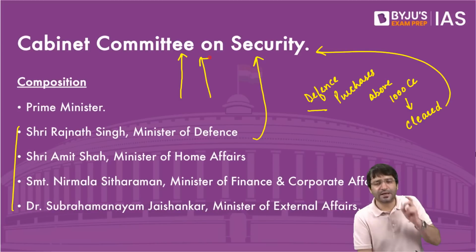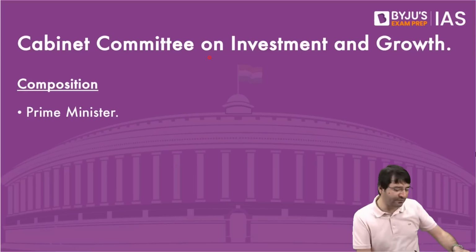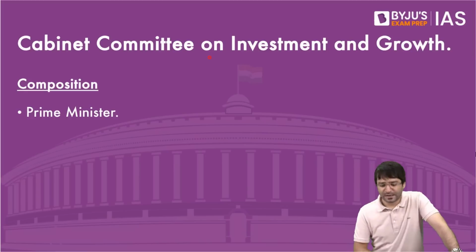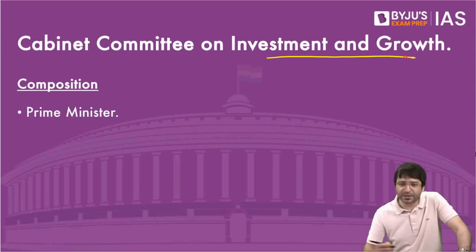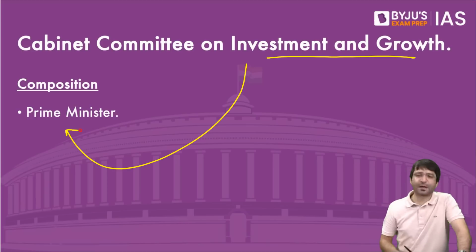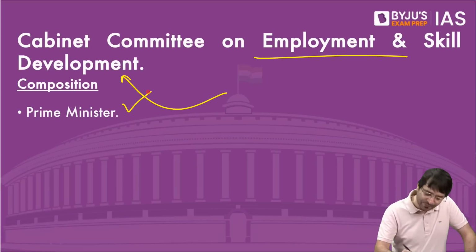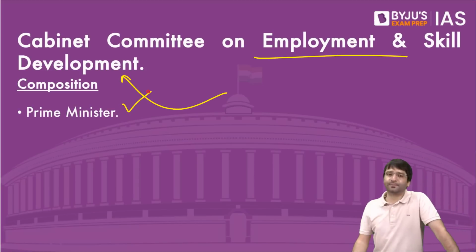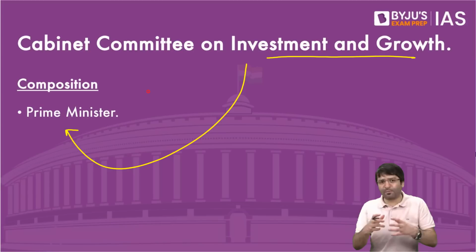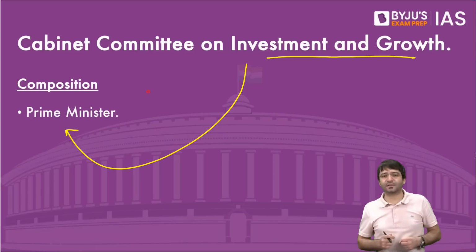Then in 2019, Mr. Modi said we will have 2 more committees. Cabinet Committee on Investment and Growth, which will be headed by the Prime Minister, and Cabinet Committee on Employment and Skill Development, which will also be headed by the Prime Minister. What will be the job of these two cabinet committees?